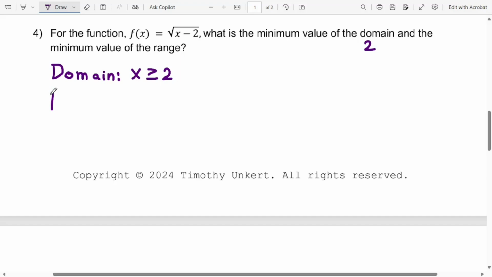For the range, we got to think what y values come out of this. So again, the smallest value we can get is 0, because if I put in 2, 2 minus 2 is 0, we take the square root of 0. So y is going to be greater than or equal to 0. Okay, so the minimum value of the range is 0.